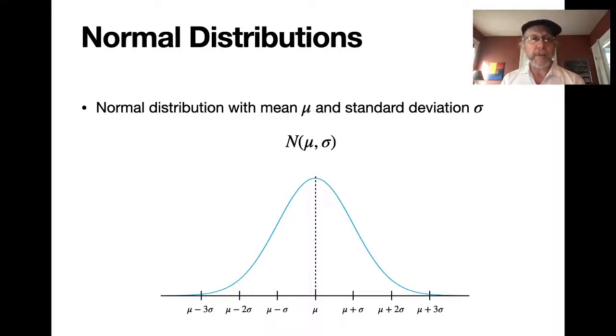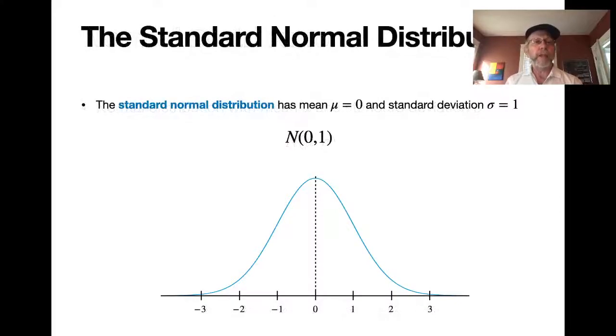Speaking of standard, there's the notion of a standard normal distribution. This is simply a special case in which the mean mu is 0 and the standard deviation sigma is 1. So when you have those special values, you call it the standard normal distribution. And there you see its plot.